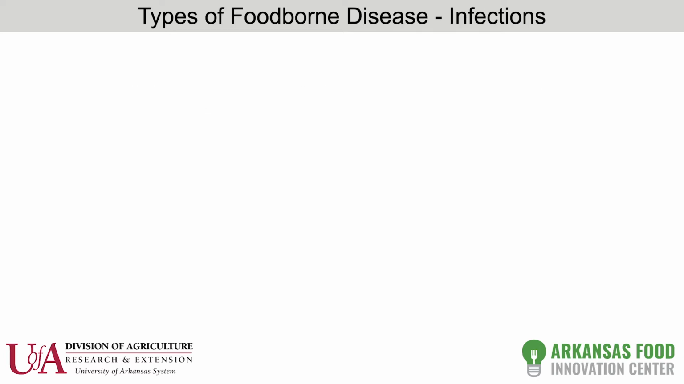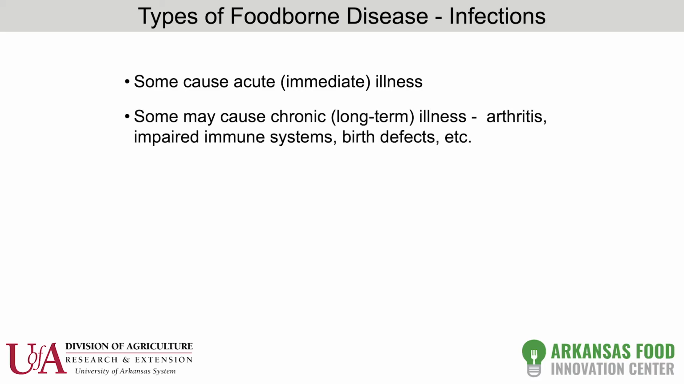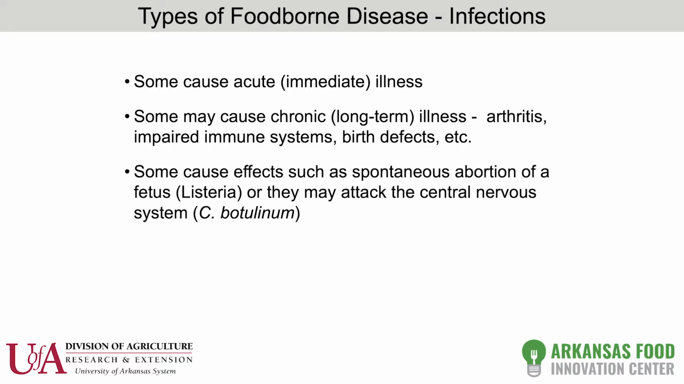Infections caused by different types of organisms may have very different effects on the body. Some infections cause acute or immediate illnesses. Some may cause chronic or long-term illnesses like arthritis, impaired immune systems, or birth defects if the affected person is pregnant. The organism Listeria monocytogenes can cause spontaneous abortion of a fetus, while Clostridium botulinum can attack a person's central nervous system. The differing symptoms, durations, and severity of the foodborne illnesses makes diagnosis and tracking of their occurrences difficult.